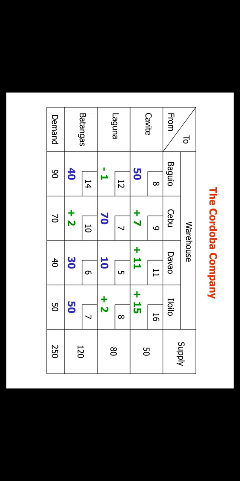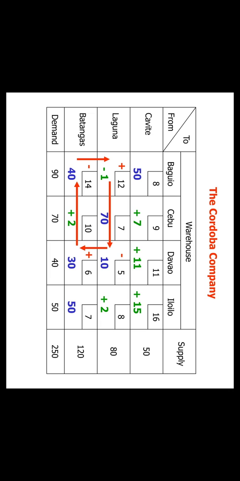So looking at our improvement indices, we still have a negative value, and that came from our analysis of the unused cell with the cost of 12, or the cell of Laguna going to Baguio. So next step would be to retrace the closed path of that particular unused cell, which in this case is from 12, you go right to the used cell with the cost of 5, down to the used cell with the cost of 6, left to the used cell with the cost of 14, back to the unused cell that gave us a negative improvement index. After which we assign our alternating symbols, beginning with a positive symbol on the unused cell that gave us a negative improvement index.